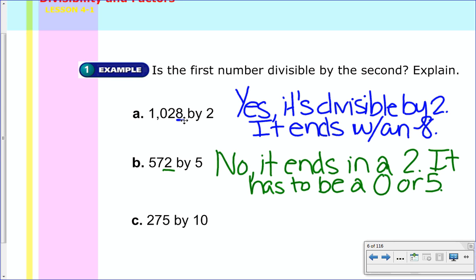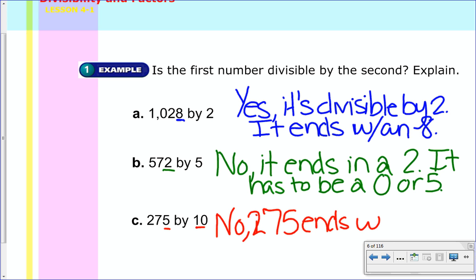And then C, 275 by 10. Again, I go back to the divisibility rules for 10 this time. A number is divisible by 10 if it ends in a 0. Well, 275 ends with a 5, so no. Or I could write that 275 ends with a 5, not a 0. There you go. So that's the first piece of your lesson.